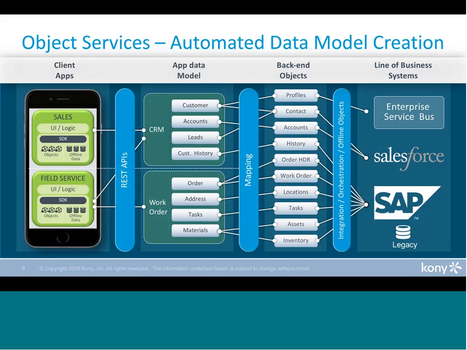So how does object service work? With this diagram, we are trying to explain that you have a client app which is dealing only in terms of, say, a sales or a field service app. So we have defined a work order model. This is the client app model. It has data in terms of, say, an order or an address or tasks or materials, basically objects that the client app has to interact with.